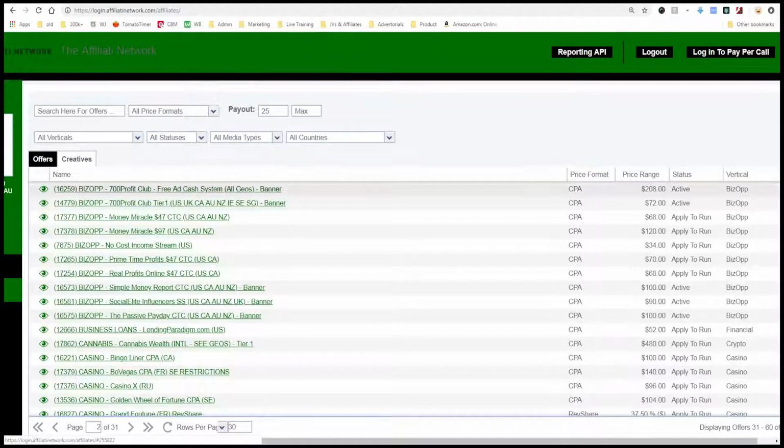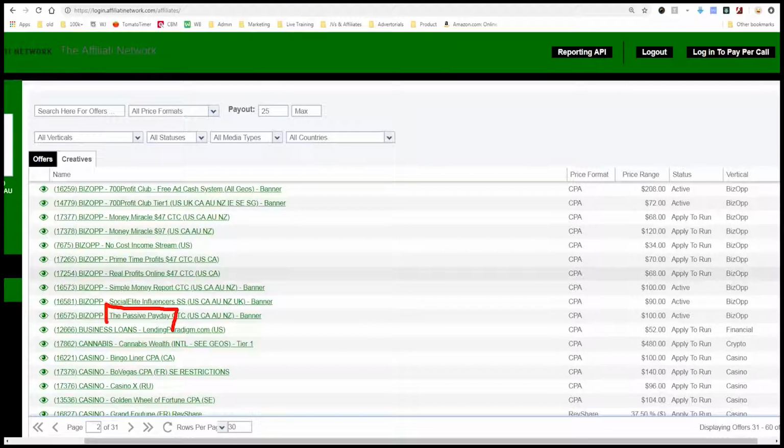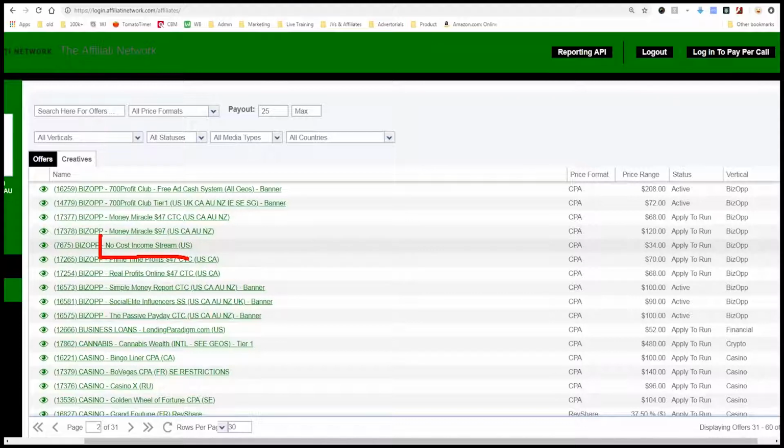And as you'll see, some of the verticals here are BizOp, business opportunity products. And they all have different names. They're probably all from one or two companies. Money Miracle, no cost income stream, the passive payday, okay? And you see no cost income stream, and Money Miracle, Simple Money. Now, if you can see just by the names of these offers, some of them sound too good to be true. That's because many of them are, okay?